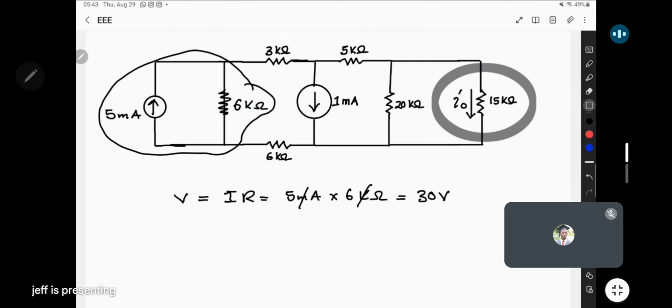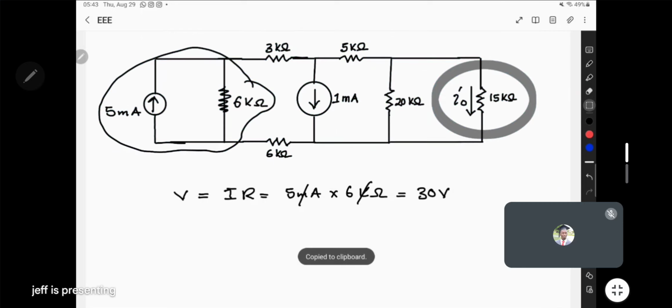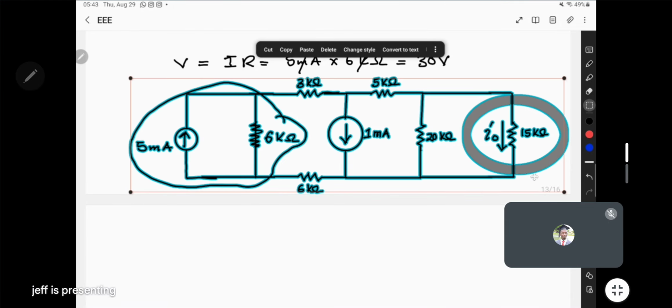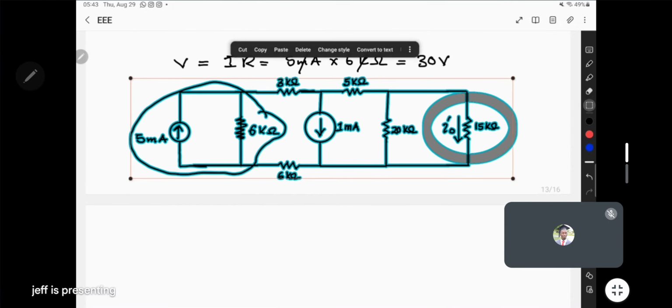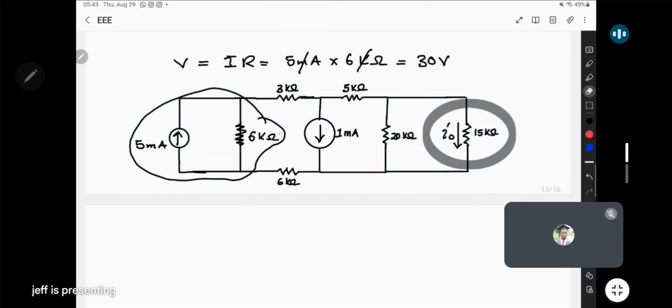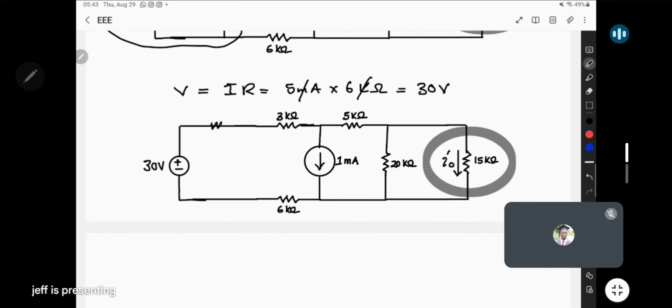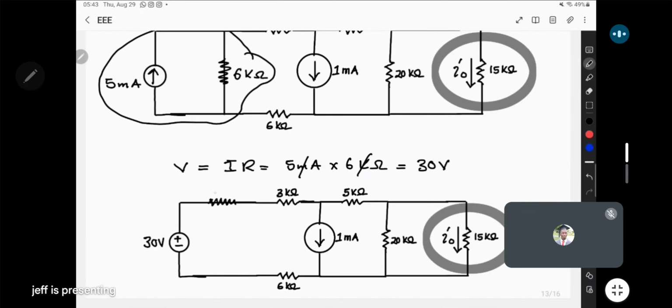So now we're drawing this. It becomes, can I squeeze it here? So I'll remove this, change this to a voltage, maintain polarity, 30 volts, and the voltage will be in series with the voltage source. Not the voltage, the resistance will be in series here. Same resistance value, 6 kilo ohms.